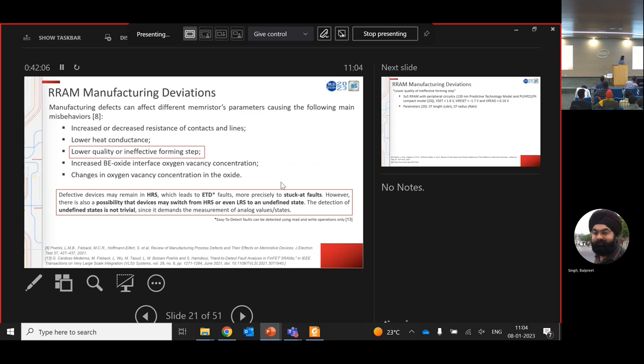Okay, so in that case, we can also have the possibility that the device may switch from high resistance to low resistance state. And if that's the behavior, we are going to have a stuck-at fault again, but the device can also remain in an undefined state. Because you have this threshold for setting what's one and what's zero here as well. But the device can remain in this undefined range, and when you have that, you are not going to have a zero or one. You are going to have an undefined state. And this is a parametric fault. This is not an easy to detect fault. This is a hard to detect fault. So you needed to find a way to properly test this device.